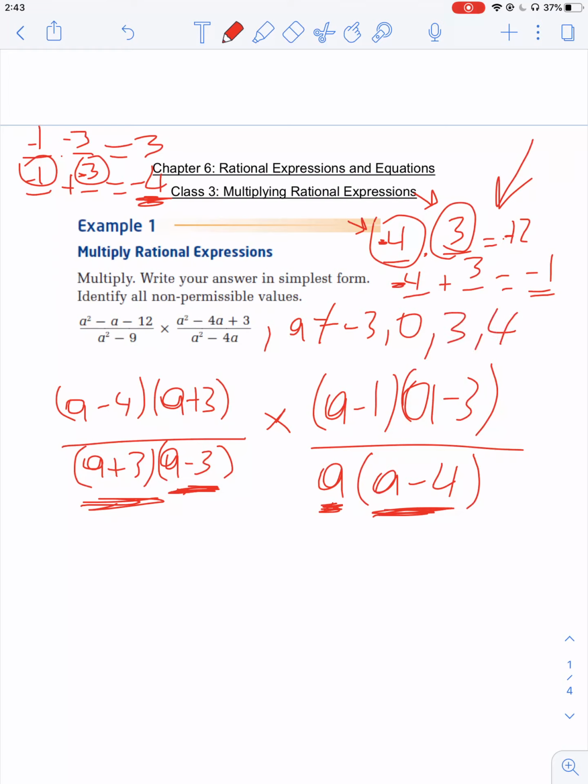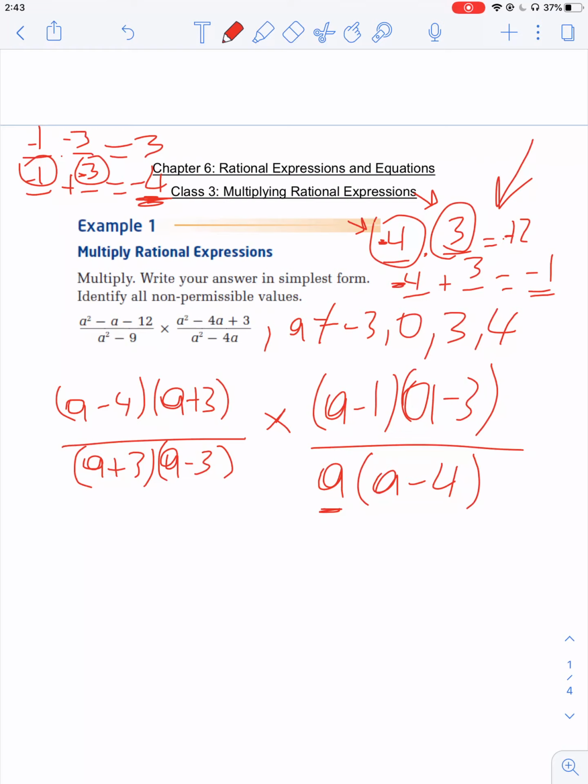Because if a equals 0 over here, then this thing will become 0, and that's a problem, okay? If a equals 3 over here, then 3 minus 3 is 0, so this whole thing will become 0. So that's a problem. And over here, if a equals 4, then the whole thing will become 0. Okay, so those guys were the problem. And how was I able to figure out the restrictions? Again, just by factoring the denominator.